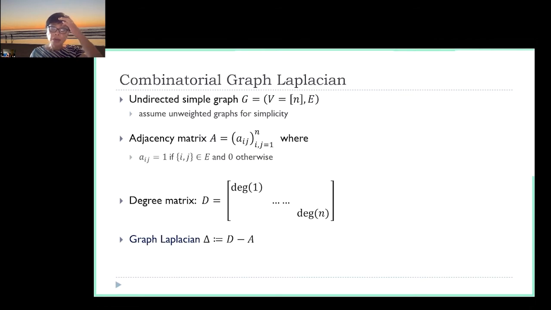Now, suppose we're given a graph. For the time being, let's keep things simple and assume the graph is unweighted. We have a graph with vertex set indexed 1 to n, edges, and so on. The adjacency matrix is just the standard adjacency matrix: A_ij equals 1 if there's an edge between vertices i and j, and 0 otherwise. The degree matrix is a diagonal matrix where the i-th diagonal entry is simply the degree of vertex i. The combinatorial graph Laplacian is simply defined as D minus A, the degree matrix subtracted by the adjacency matrix. So what is the intuition behind this?